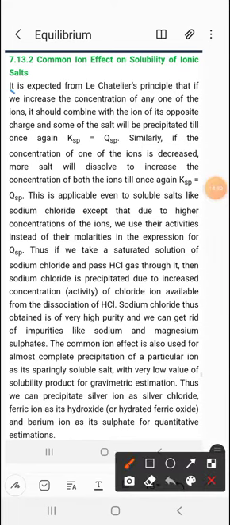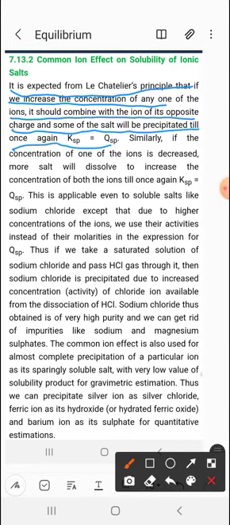It is expected from Le Chatelier's principle that if we increase the concentration of any one of the ions, it should combine with the ion of opposite charge and some of the salt will precipitate till once again Ksp is equal to Qsp. Similarly, if the concentration of one of the ions is decreased, more salt will dissolve to increase the concentration of both the ions till once again Ksp is equal to Qsp. And this is applicable even to soluble salts like sodium chloride, except that due to higher concentration of the ions, we use their activities instead of their molarities in the expression for Qsp.